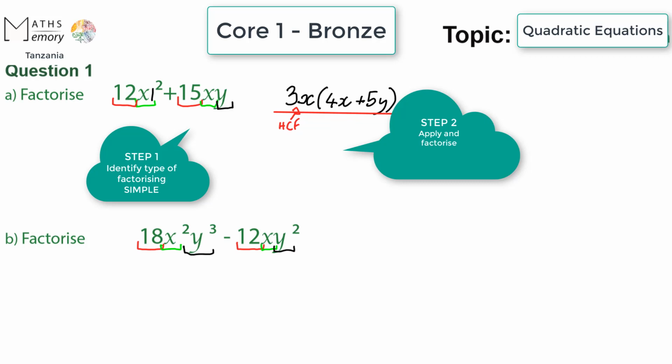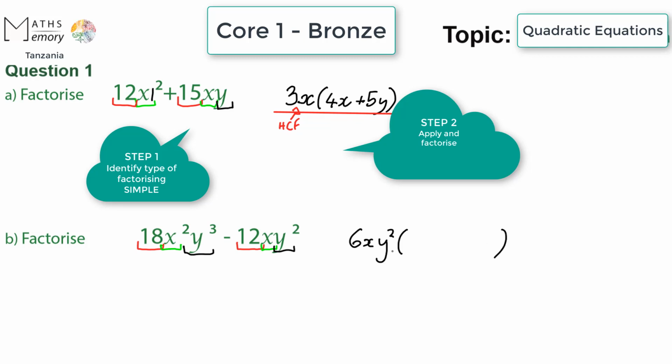3 steps. HCF is number 1. So first, 18 and 12. What goes into those two numbers? 6. What goes into x squared and x? X. What goes into y cubed and y squared? This will be now y squared. Okay, just take note of that. That's quite tricky. In fact, most students put y, but actually the HCF of both these terms is going to be y squared. Second step, we'll put a big bracket around here.